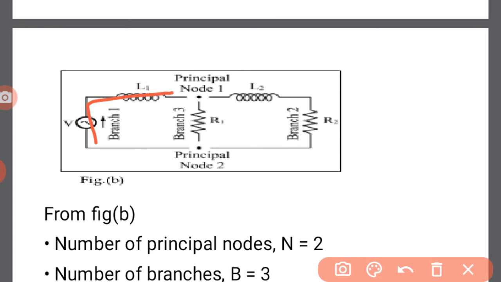So just first find out the number of branches. First find out the number of nodes. So node 1, node 2. After that, in between nodes, how many branches are connected? Branch 1, again branch 2 and branch 3. There are 3 branches.